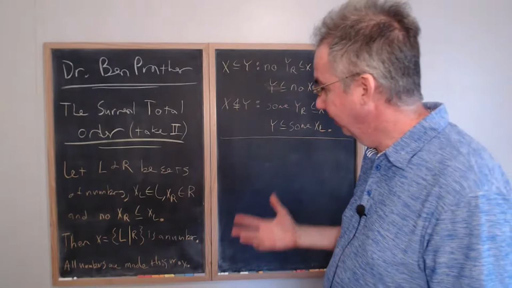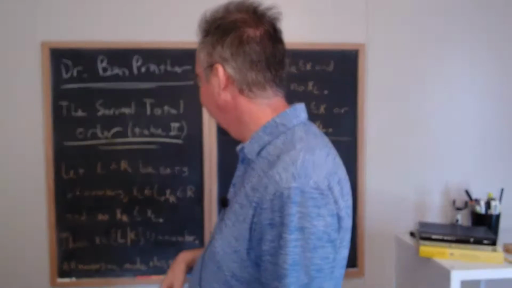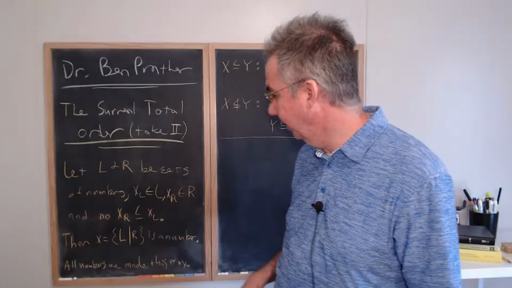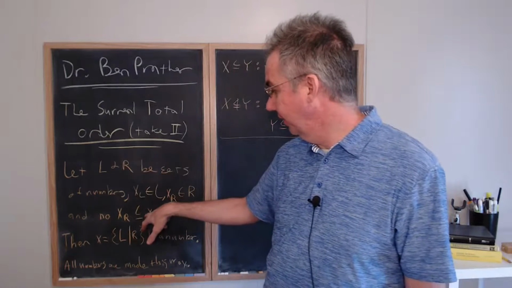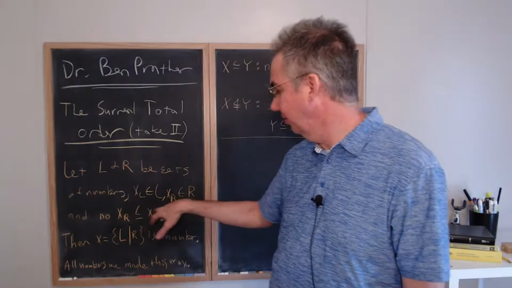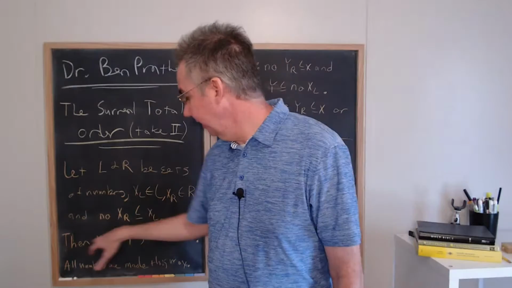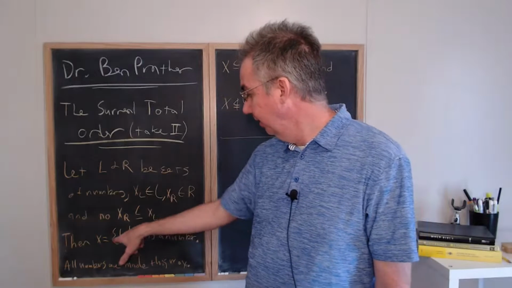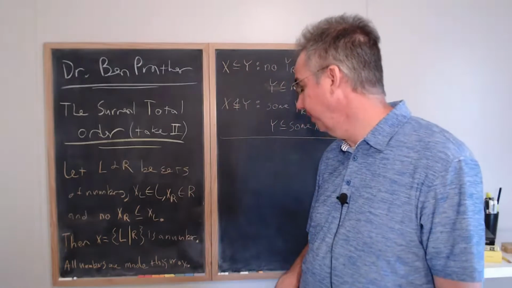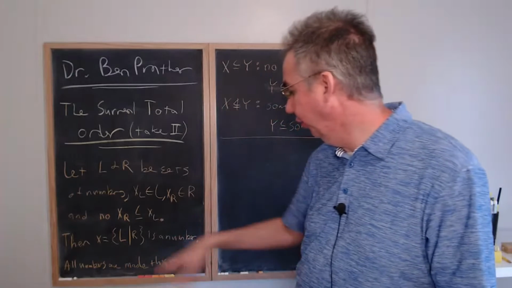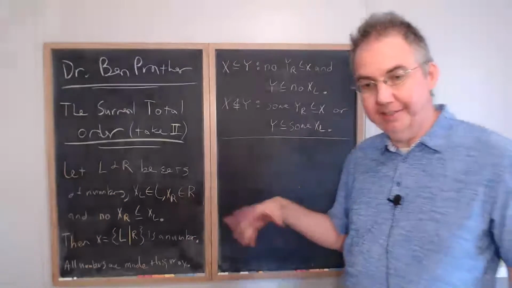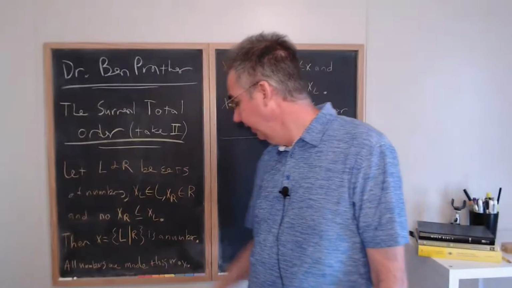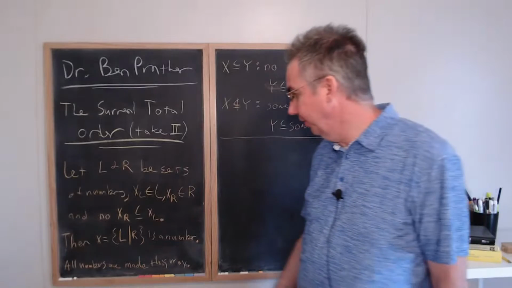And again, as a review, if we let L and R be sets of numbers, where x of L is in L and x of R is in R, and no x of R is less than or equal to x of L, then x is this kind of set notation, except we have this bar with the set L and set R in that order, and that is a number. And all numbers are made this way. I unpacked that definition a little bit last week, about what we mean by set and how this means that they're layered by ordinals, by birthday.